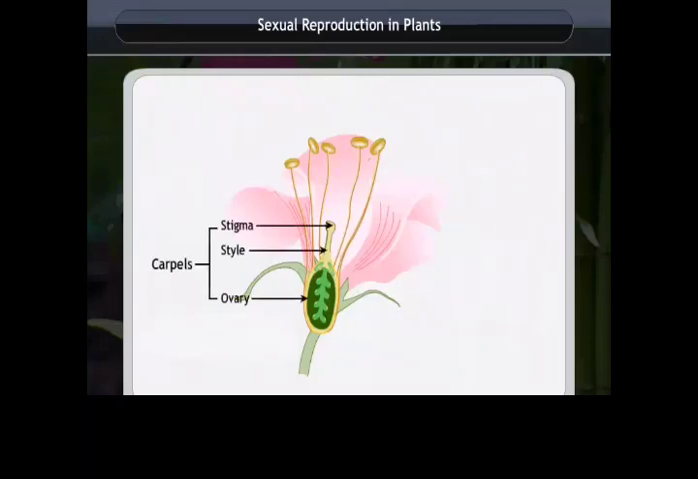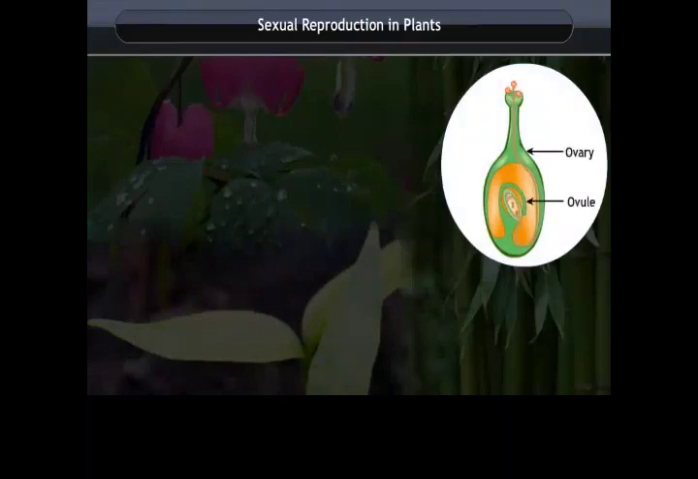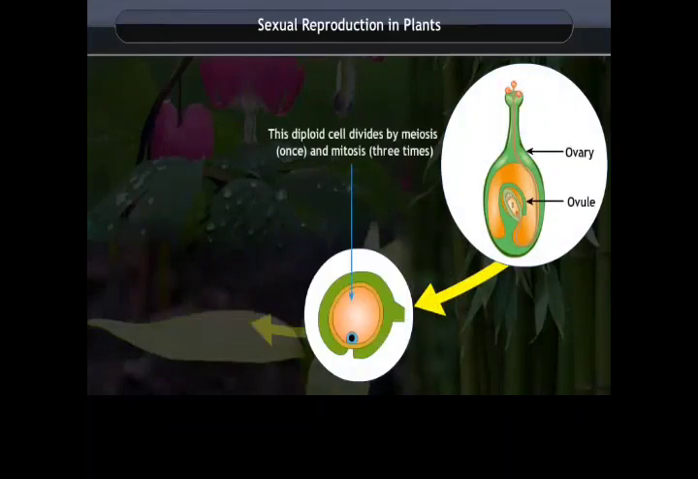A stamen has two parts, anther and filament. Carpel is present in the center of a flower and is the female reproductive part. The swollen bottom part is the ovary. The middle elongated part is the style, and the terminal part, which may be sticky, is called the stigma. The ovary contains ovules and each ovule has an egg cell.